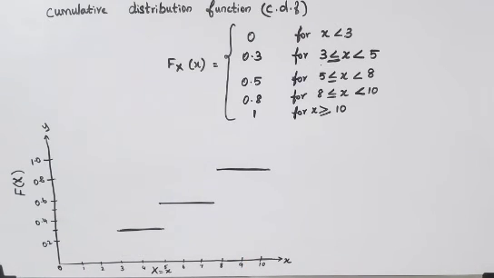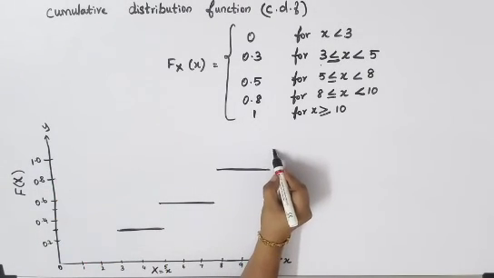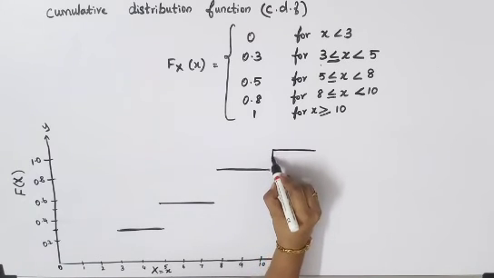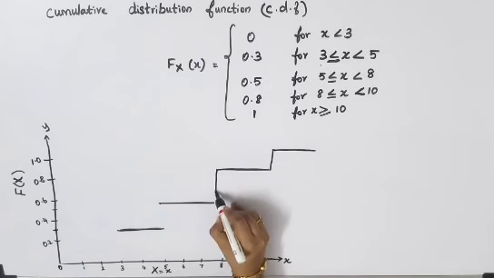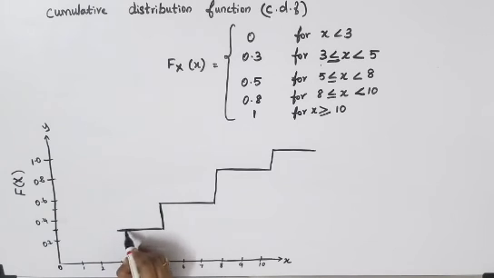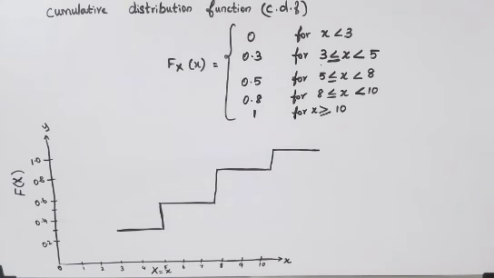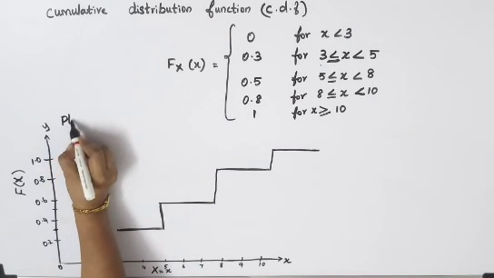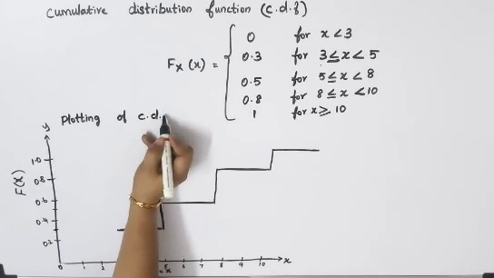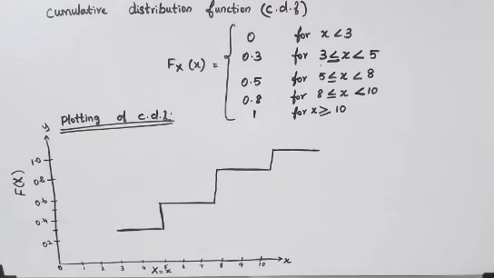Next one is more than 10. Here more than 10 it will go from 1. So from 1 it is more than 10, you can just leave it like this. Now join all these lines by a straight line. So this will be the graph for your CDF, the plotting of the CDF. So this is the answer for your second question.